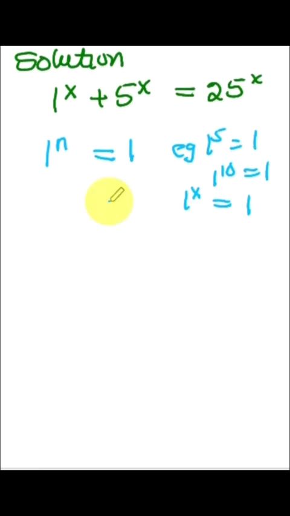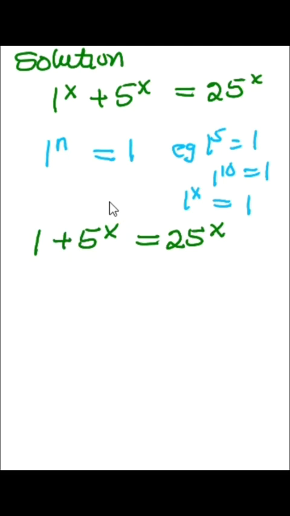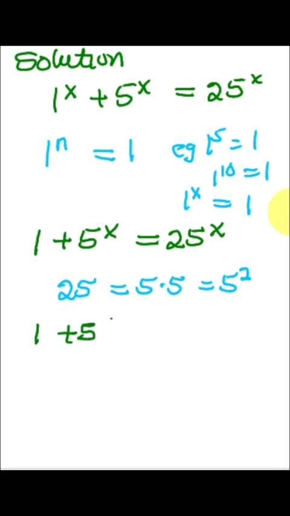Now we can write the equation as 1 plus 5 to the power x equals 25 to the power x. Let's also look at this 25. 25 can be written as 5 times 5, and that is the same as 5 squared. So we can replace 25 here, and the equation becomes 1 plus 5 to the power x equals 5 squared all raised to the power x.